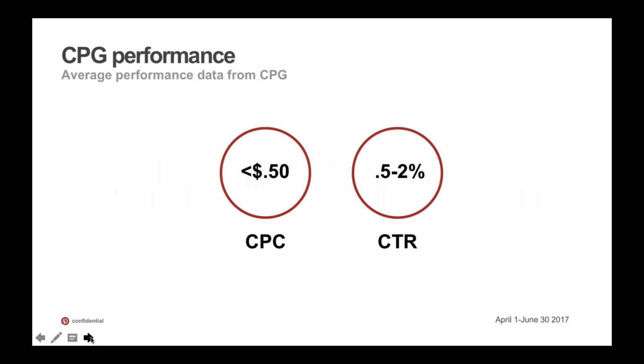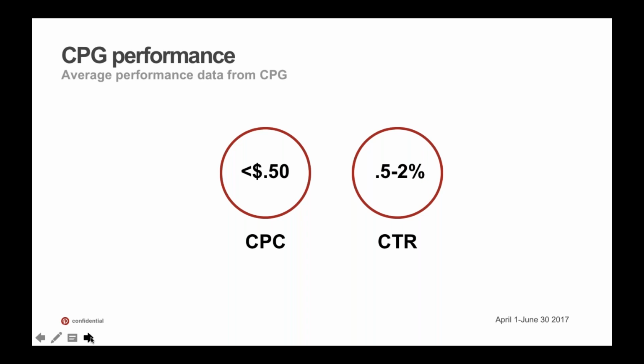CPG is a vertical that has also activated, we have a number of partners who activated in our alpha phases. We have seen tremendous cost efficiencies within the CPG vertical. CPCs on average have been less than 50 cents, which is pretty significant considering that most of the volume on Pinterest comes from non-branded queries. So comparing non-branded performance to other traditional search platforms, there's just huge cost savings in that volume.